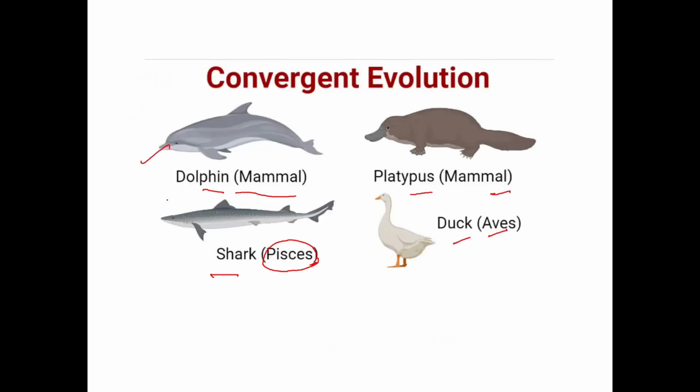Both have fins for swimming, a streamlined body, but in this case, you see, both are different species. Similarly, platypus and the duck: the duck is a bird, the platypus is a mammal. So both are different species but share some similar function.